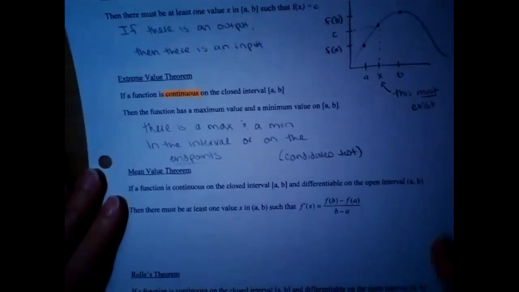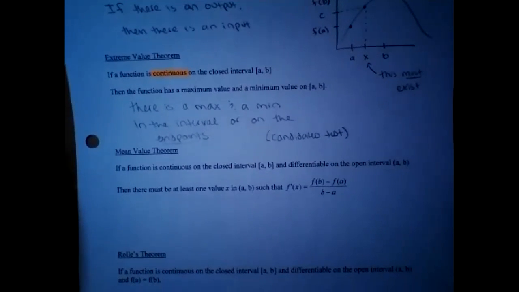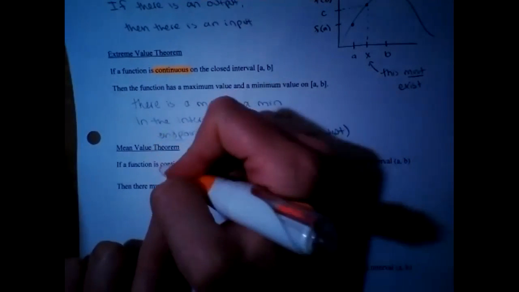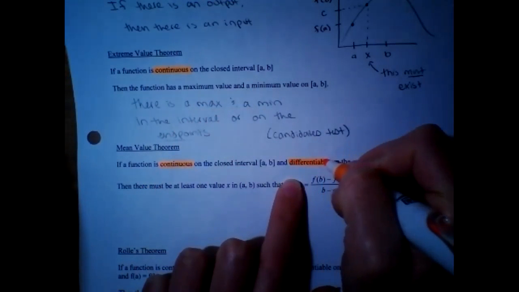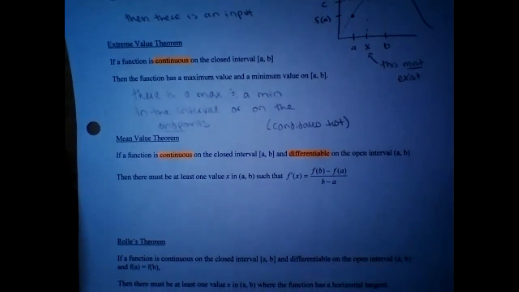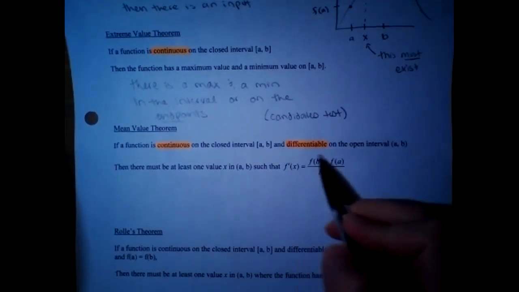It's the same number. All right, next one, mean value theorem. So this says if a function is continuous on closed interval a to b and differentiable on the open interval a to b. So there's 2 conditions for this one. Your function has to be continuous and differentiable. So let's remind ourselves what differentiable means.